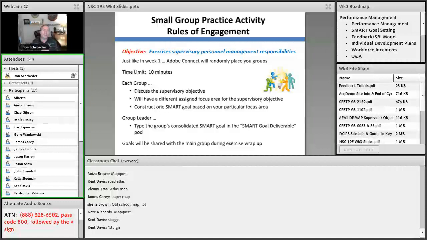Then the group leader would take all that stuff that they're brainstorming and just create one very succinct SMART goal, right? Like I said, 10, 15 words long. And that's how a SMART goal works.